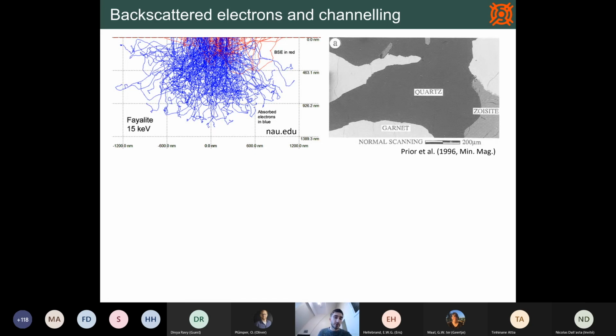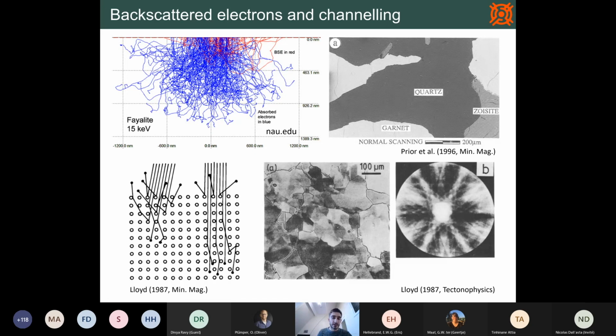But now we're going to go beyond that and think about how we can say a little more about the crystallography using some of these effects. So you can imagine that the depth that the electrons go into the sample is also going to depend on the angular relationships between the beam and the lattice planes of the crystal.